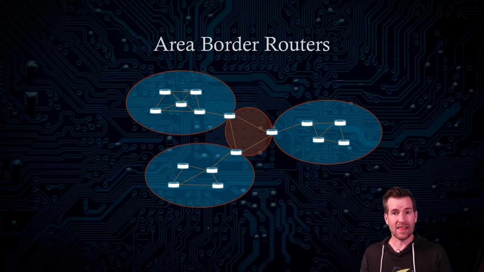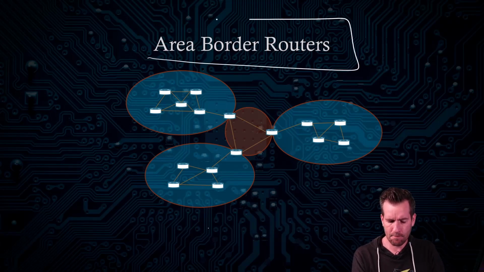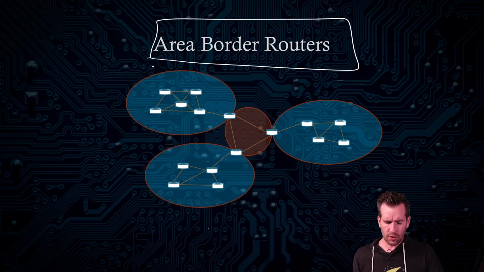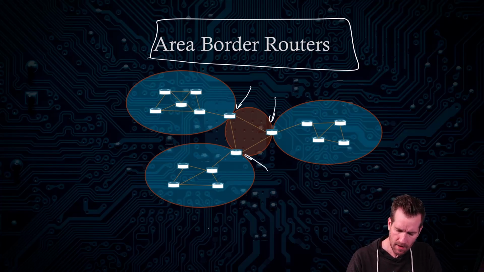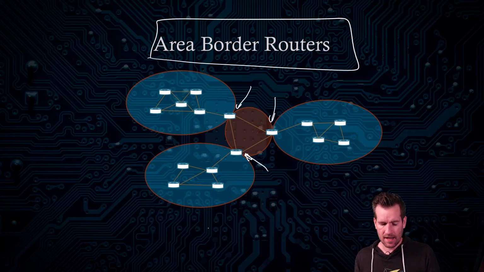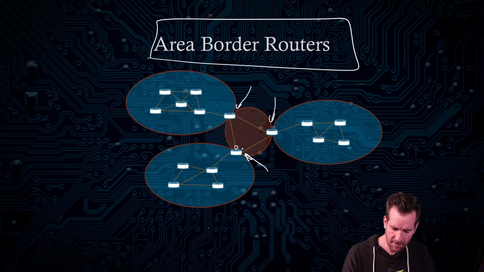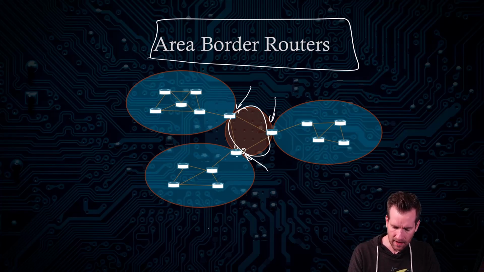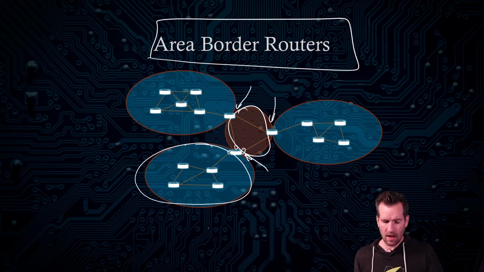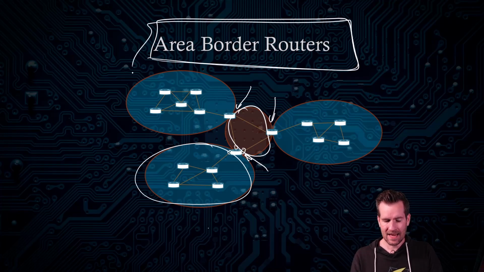One of the things that allows this to work is these area border routers. The area border routers are the routers that straddle more than one area. So these routers right here are attached to two different areas. They have some interfaces that are attached to one area, and another interface that's attached to another area. So that would be what an area border router is, and they act as kind of a gateway between these different areas.